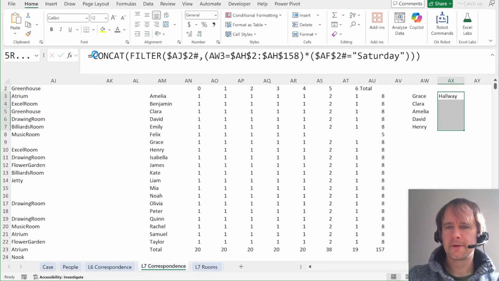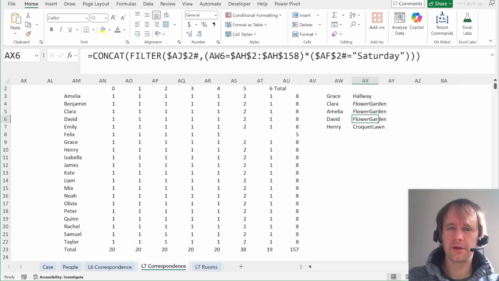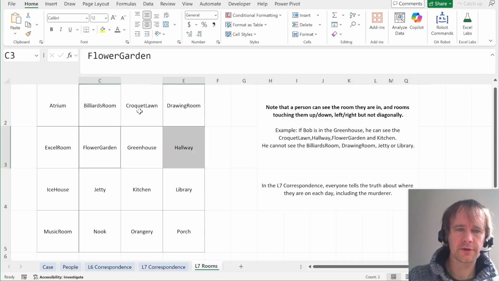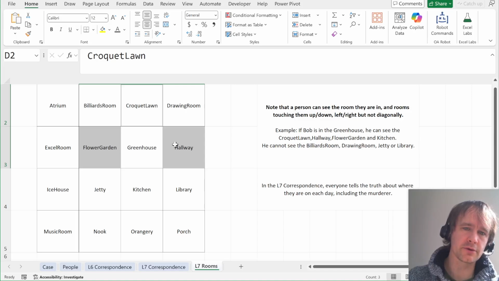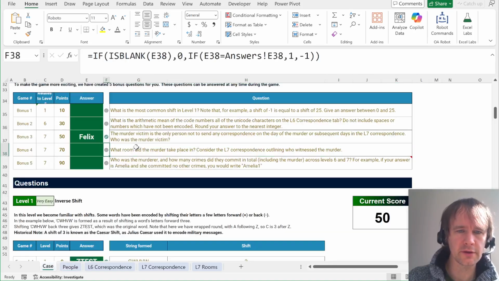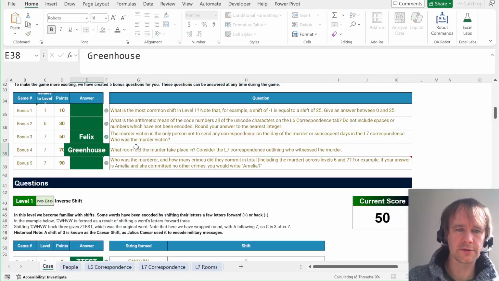So Grace was in the hallway, Clara, Amelia, and David were in the flower garden, and Henry was on the croquet lawn. So there's the hallway, there's the flower garden, there's the croquet lawn, which means that if they all saw the murder from there, the murder took place in the greenhouse, which I think was the question. Yes, what room did the murder take place in? The answer is the greenhouse.